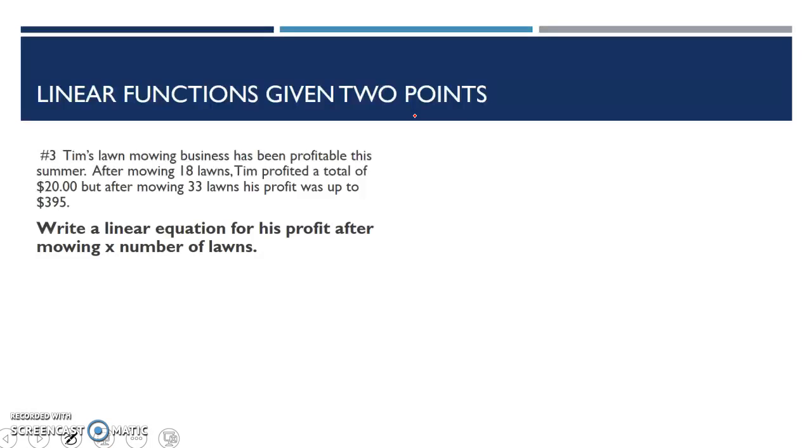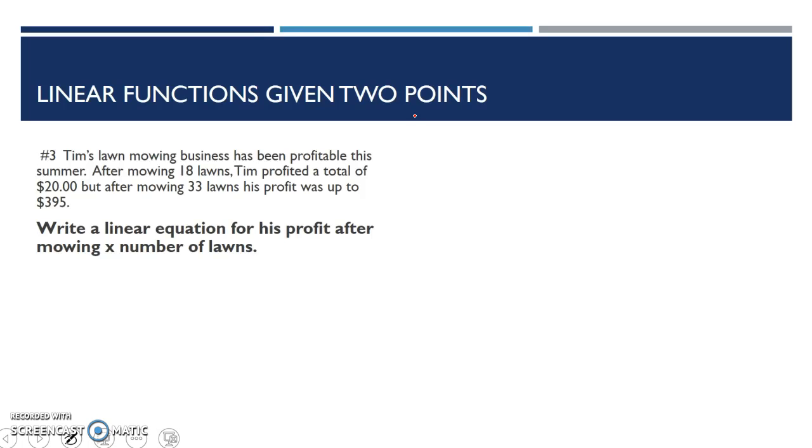Tim's lawn mowing business has been profitable this summer. However, after mowing 18 lawns, he only had a total profit of 20 bucks. That doesn't sound very good. But after mowing 33 lawns, his profit was up to $395. So how did that happen? Well, it all has to do with a linear equation and his expenses that he must have had before he started his business. So let's just take a look at this.